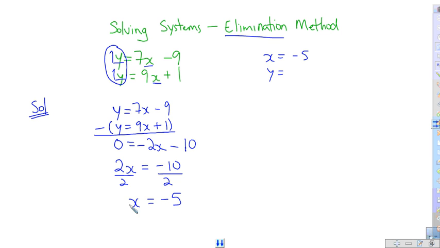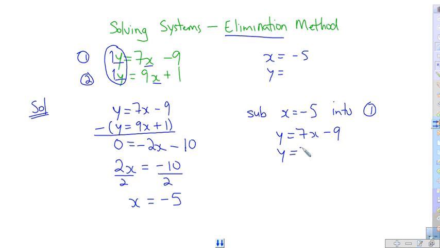Okay, so now to find y, it's exactly the same as in the substitution method. Only the first step in the elimination method is different, adding or subtracting the equations. And then once you have the first variable, you just sub in to either equation. So I'm going to say sub x equals negative 5 into, let's call this equation 1 and equation 2. So sub into equation 1, and so we get y equals 7x minus 9, and y equals 7 times negative 5 minus 9.